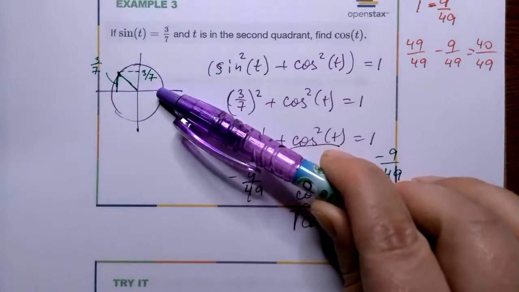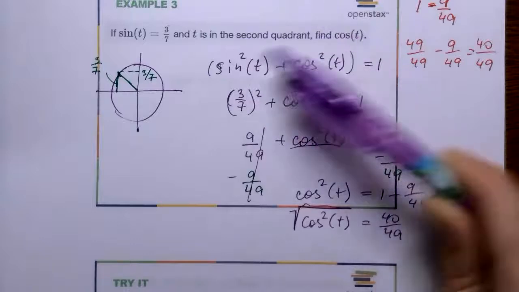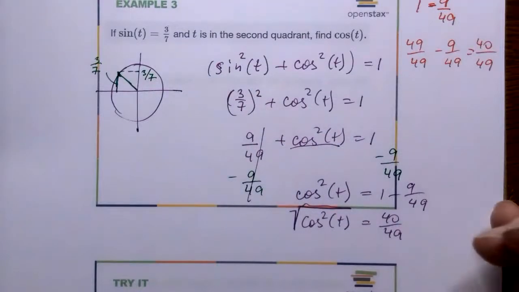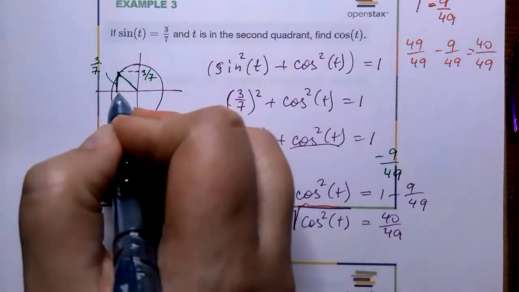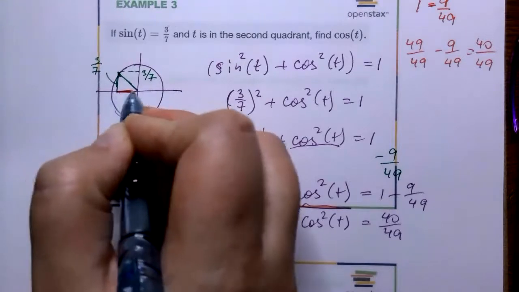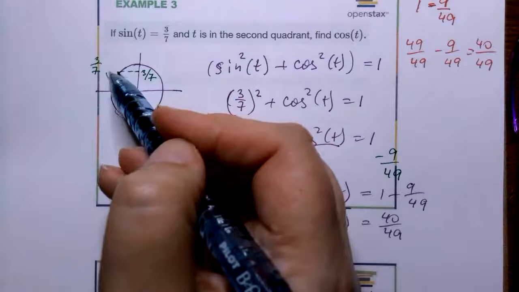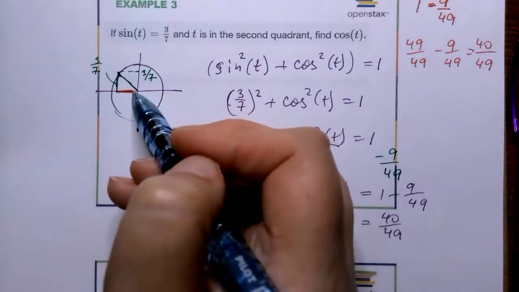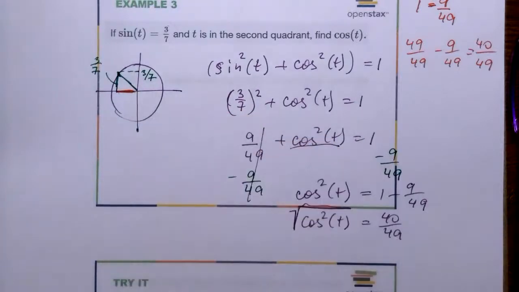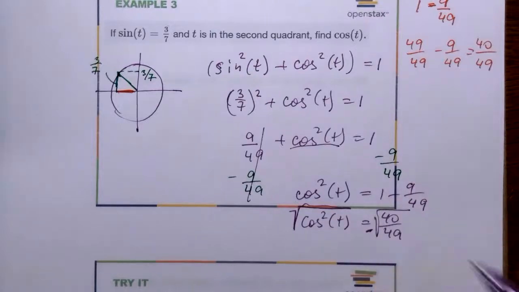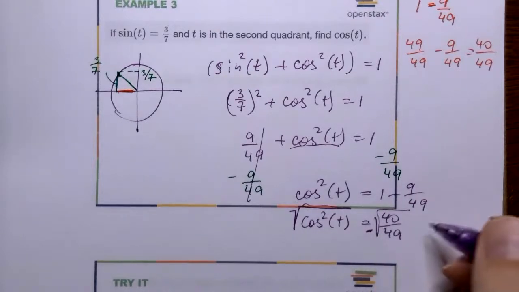And this is our hint right here that will help us to decide. Remember we said our angle is in the second quadrant, and in the second quadrant, cosine values are negative, because the cosine value is actually the x coordinate, and in this quadrant, x is negative. The cosine is negative. So I'm going to select the negative root of 40 over 49.